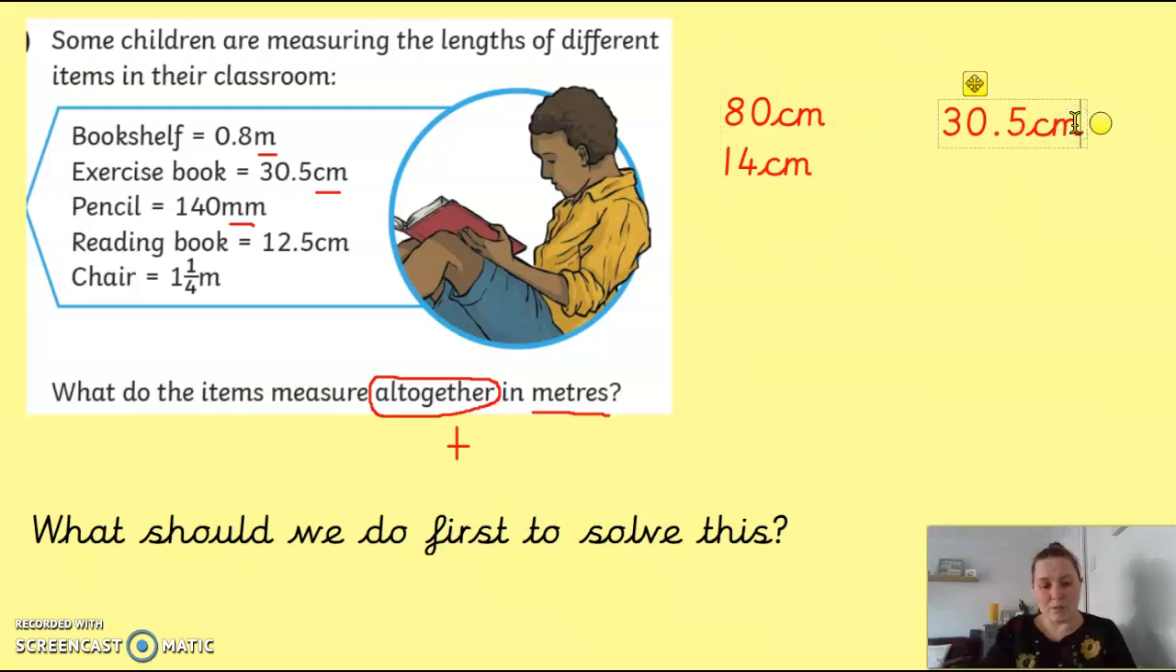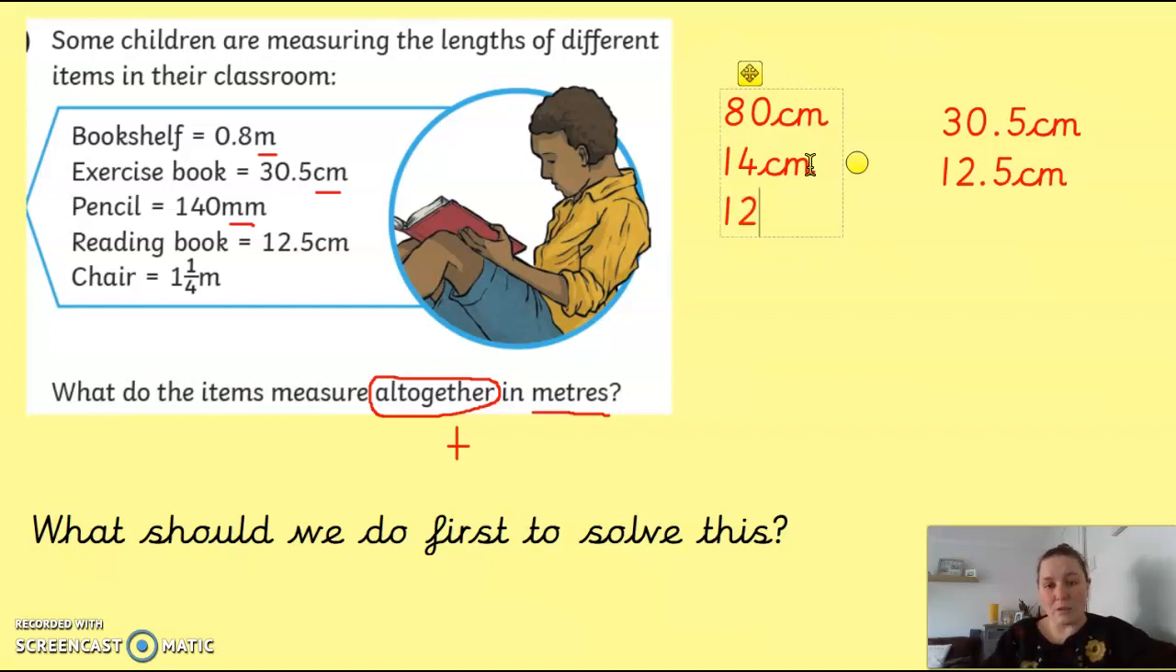The reading book is already in centimetres. That's 12.5 centimetres. And then the chair, 1¼ metres. I know 1 metre is 100 centimetres, and 1/4 of a metre, we just looked at that, is 25. So 1¼ is 125 centimetres. Then I need to simply add.